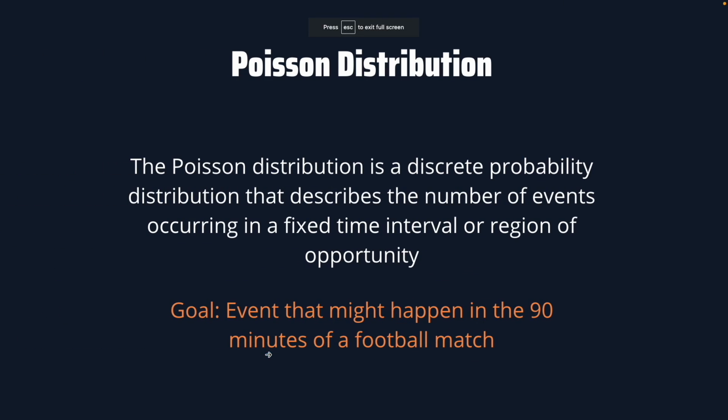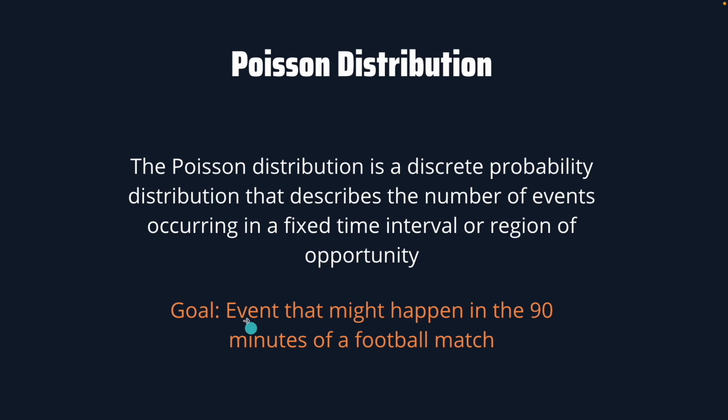The Poisson distribution is a discrete probability distribution that describes the number of events occurring in a fixed time interval or region of opportunity. If we apply this to football, we can consider a goal as an event that might happen in the 90 minutes of a football match. We can have one goal, no goals, or three or more goals. And that's our event.